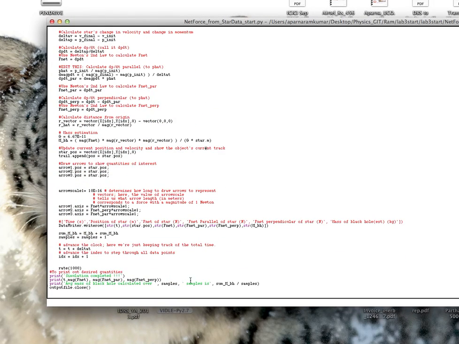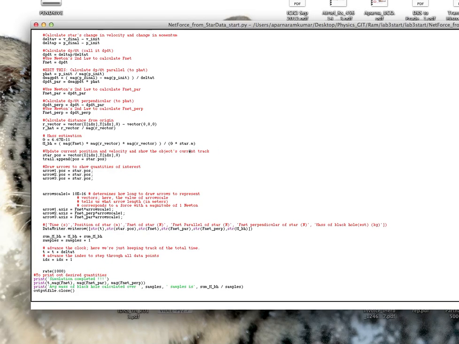Over here you can notice that once I know the sum of the mass of the black hole at all points, and I know the total number of samples, here is where I print the average. So let me give this a run.